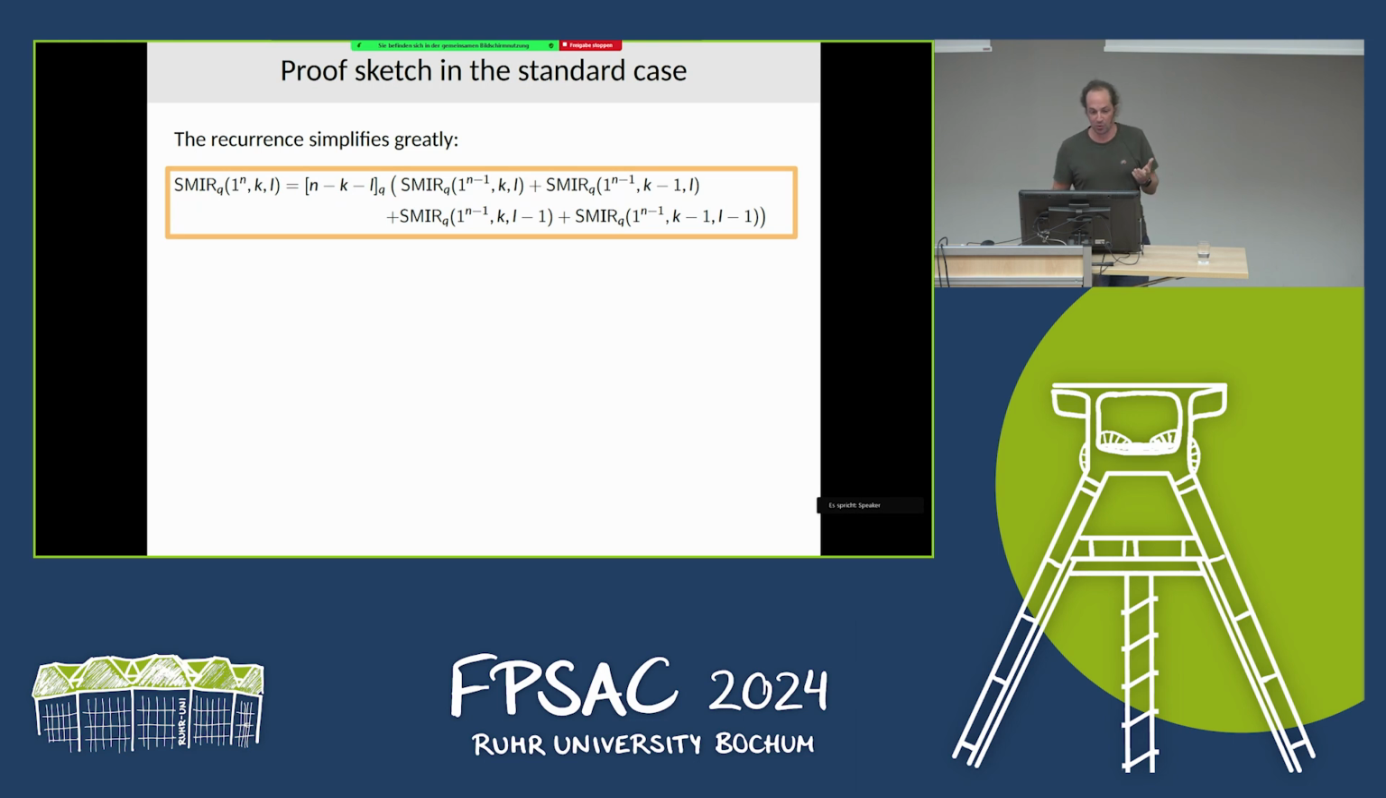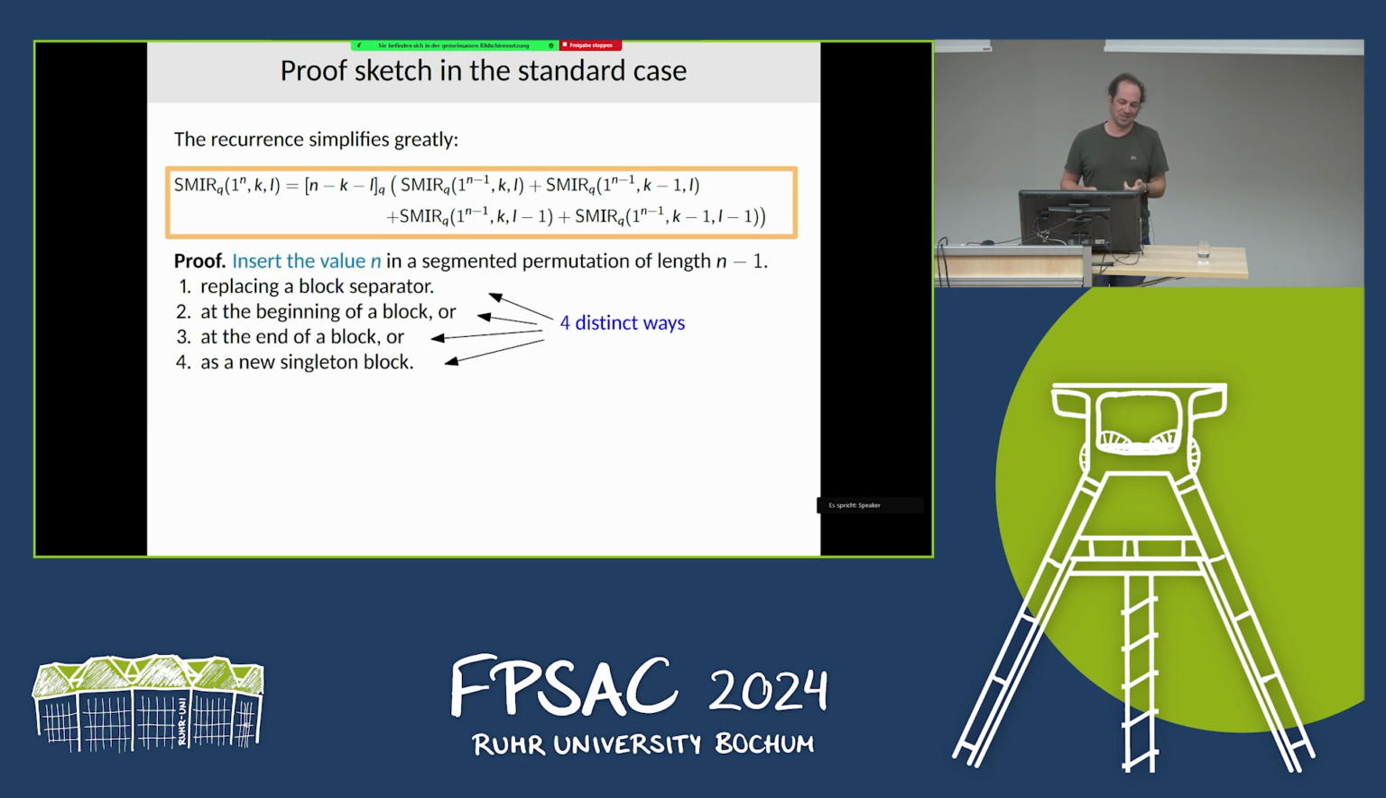So how do you prove this? You take a segmented permutation of length n-1, and you want to insert n and see what happens. There are 4 ways this can happen. Either you have 2 adjacent blocks with a block separator, and you put n instead of this block separator, so you merge 2 blocks. And then n would occur in the middle of a block, or you put n on the left of a block, or you put n on the right of a block, or you create a singleton block with just n. These are the 4 distinct ways to do this.